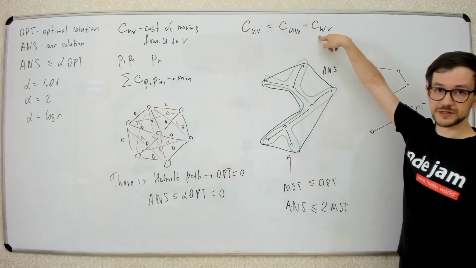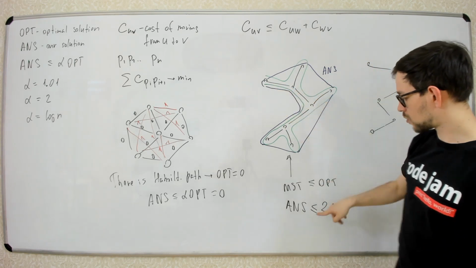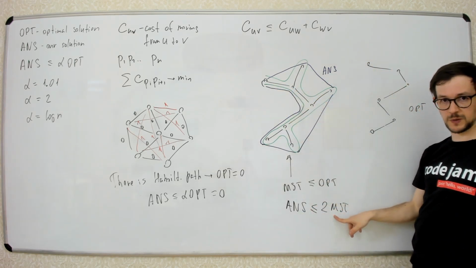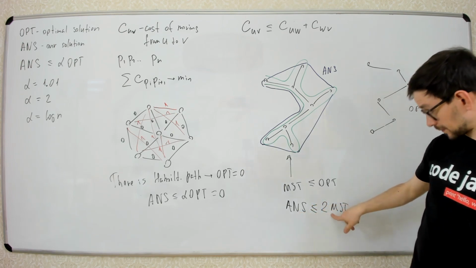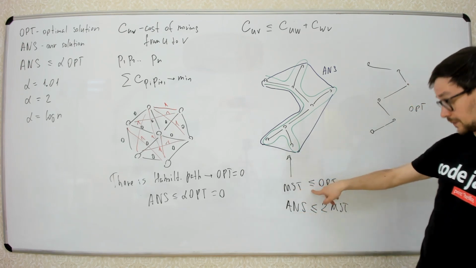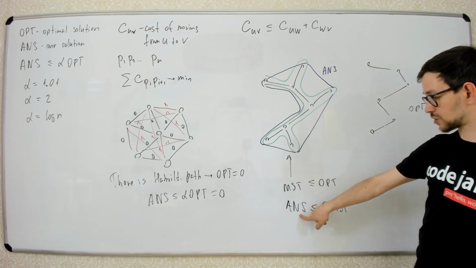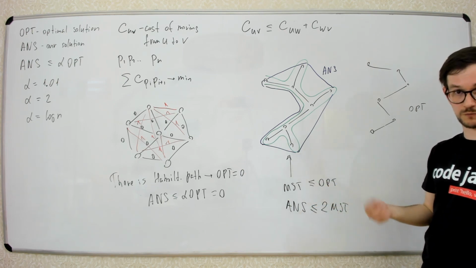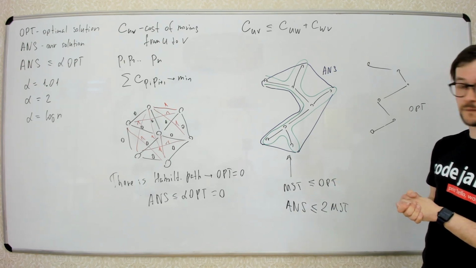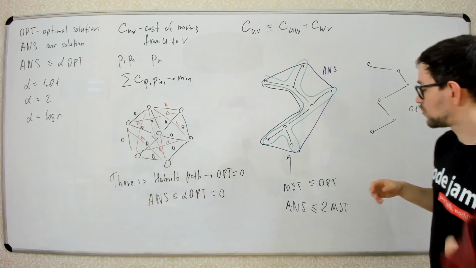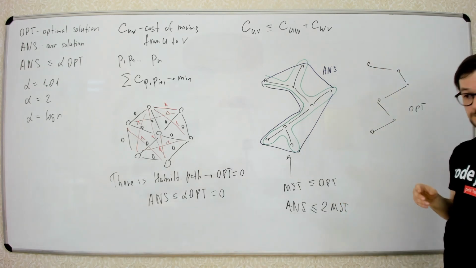And since I have this triangle inequality, the total length of this path will be at most twice the size of the minimal spanning tree. So again, my path is at most twice the size of the minimal spanning tree. Minimal spanning tree is less or equal than the optimal solution. So my solution is no more than twice the optimal solution. Ta-da! That's all. That's how you build the two-approximate solution for the traveling salesman problem in this metric.